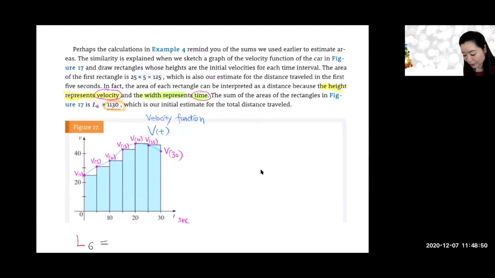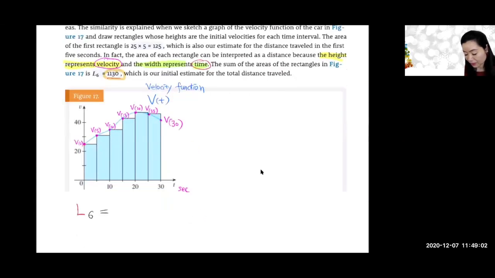The idea here is, suppose this is a graph of a velocity function. So the problem we have done over here is this. We use the velocity in the beginning and times the time interval over here. So the velocity in the beginning over here, it is what? It is V0, right? And you times the time interval, which is 5 seconds, okay?